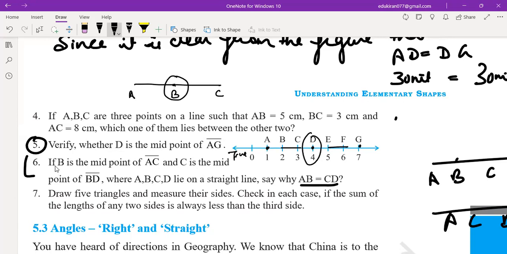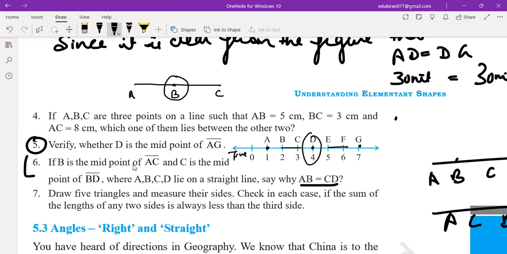Ma'am, I did not use the points like A to C, where B is the middle point. I just wrote from A, G. I saw the middle point and wrote D. Yeah, no problem. Okay, ma'am.